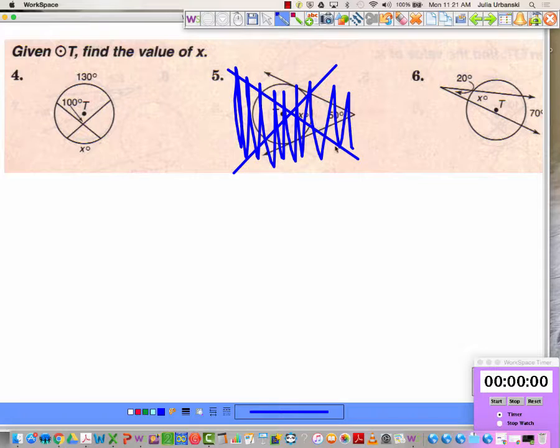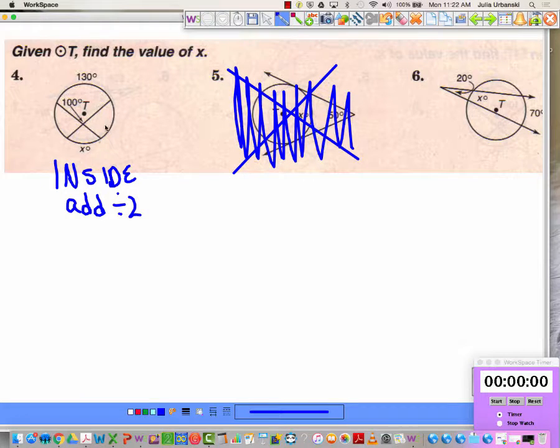But let's look at number 6 together. Don't even look at any numbers yet. Look at the angle. Is that inside, outside, on, or center? Inside, good. And it's not touching the center. So it's just an inside angle. What's the rule? Add, divide by 2. Good.